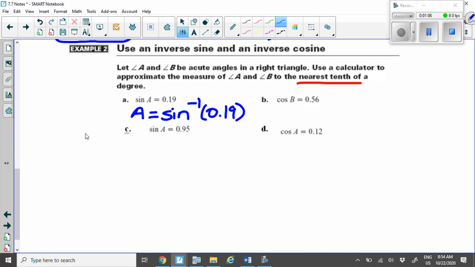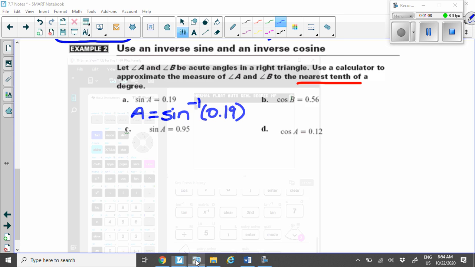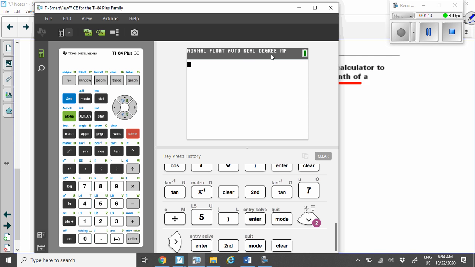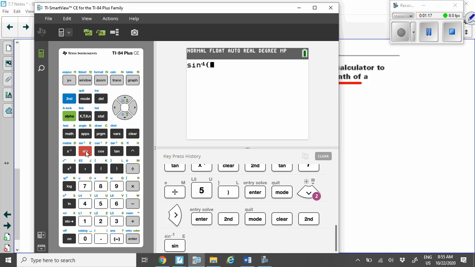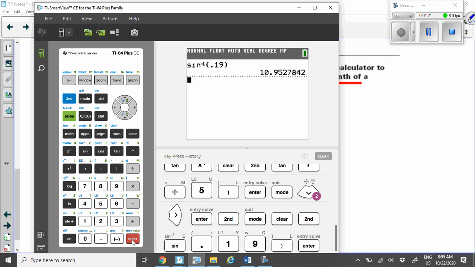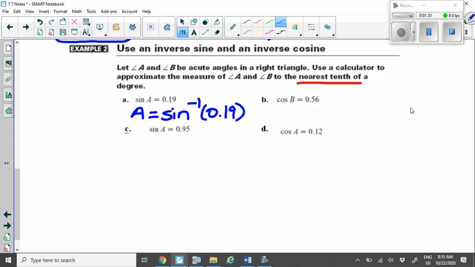So when I have that, I'm going to plug it into my calculator. So don't forget, make sure you're in degree mode. And so we need to press second, and then we're going to do sine to get that inverse sine. Then we put 0.19 and then press enter. So our answer is going to be 10 point. Now notice where our number is behind the 9. We got to round up. So actually we're going to round up to 11 degrees. Okay? So our answer here is going to be 11.